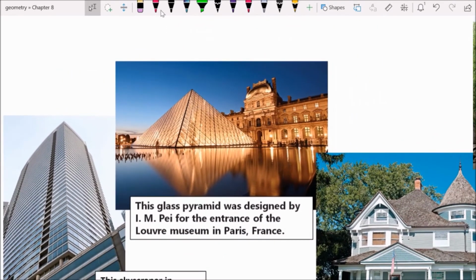Second one, famous museum, the Louvre in Paris. Again, glass covering, but this time it's a pyramid, so you're finding the area of all those triangles to figure out how much glass is going to be needed for the structure.